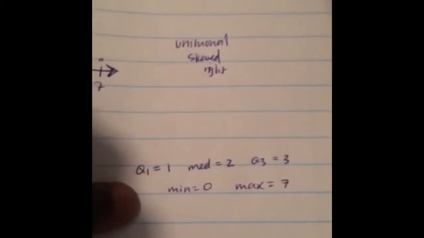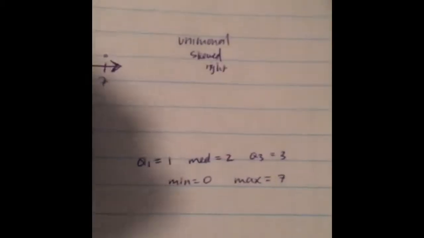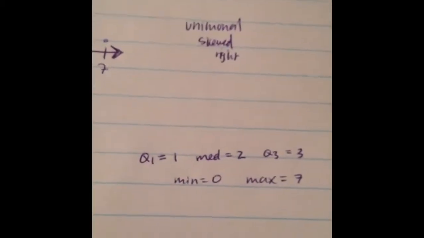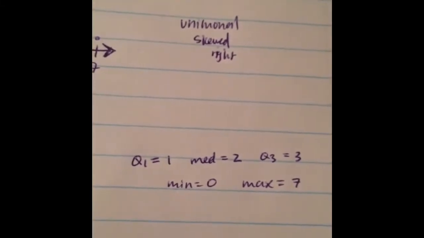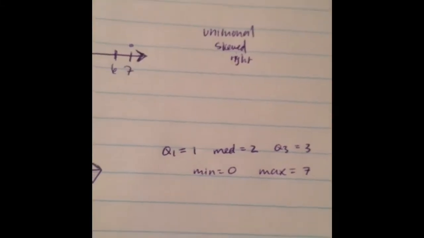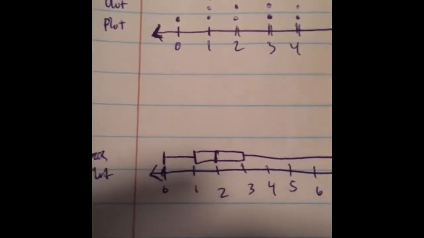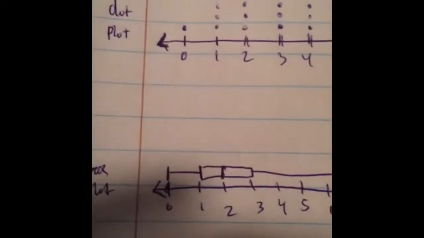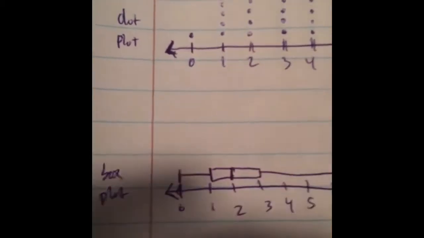So what you do, then you make a box plot. First you have to find your quartile 1, the median, quartile 3, the minimum, and the max. So as you see, Q1 is 1, median is 2, Q3 is 3, the minimum is 0, and the maximum is 7. So what you do is you want to make a line at the least, and a line at the most, and then you make a box. Well, it's kind of like a rectangle, but you put a little line in the middle where the median is, and you close it for the quartiles.